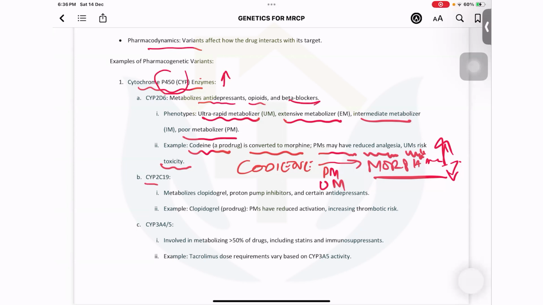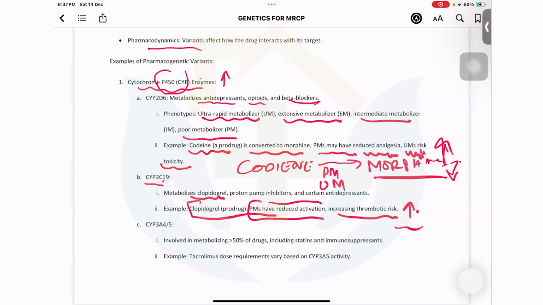Then cytochrome P2C19, which metabolizes clopidogrel. The people who are poor metabolizers have reduced activation, increasing the risk of thrombosis. So this gives clopidogrel resistance.